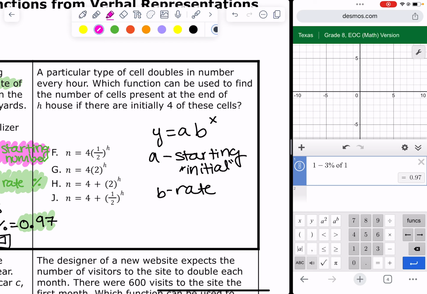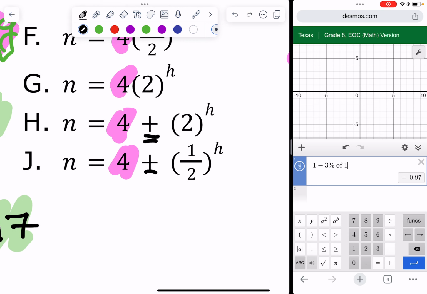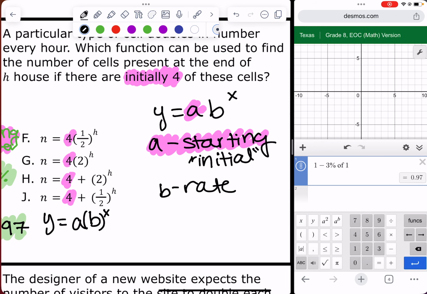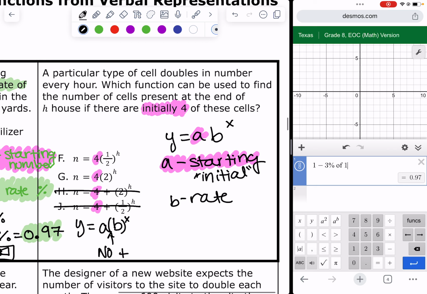So if I'm looking at my starting, A is starting, I see the word initial right here and 4, and I know A goes in front. So let me check all my answers. They're all good. But then I notice this plus. I see my equation as y equals A, then B, parentheses B, x. There's no plus. So immediately get rid of those. Those are horrible. We don't learn them in Algebra 1. We never will.